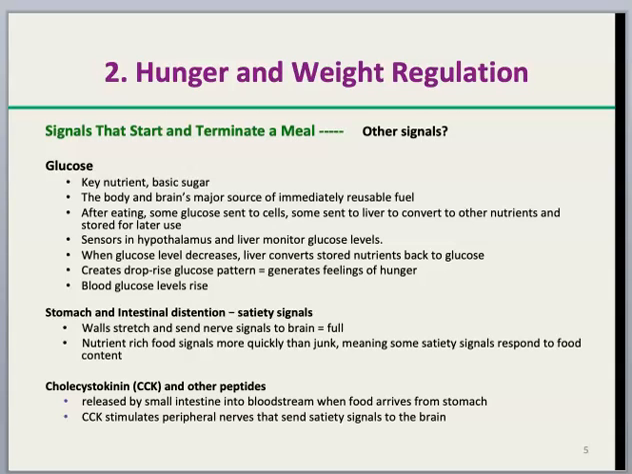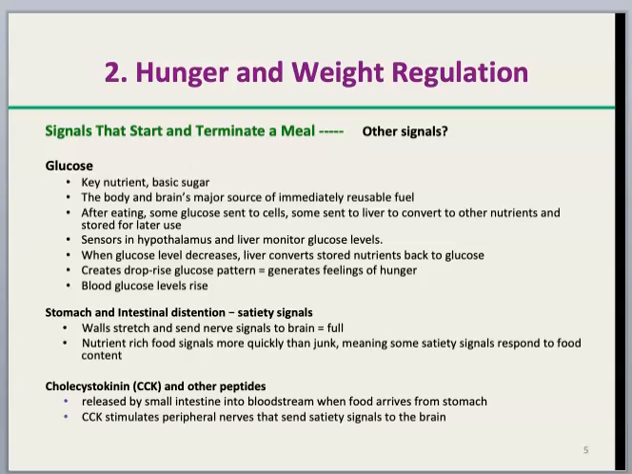What this one is, is that when you eat and the food goes into your stomach and into your intestines, the walls stretch. And when the walls stretch like that, the nerves send signals to your brain that you're full. Now, what's interesting about this, and probably noteworthy, is that it's not just that the walls have stretched. Nutrient-rich foods signal more quickly. They signal the brain that you're full more quickly than junk food.